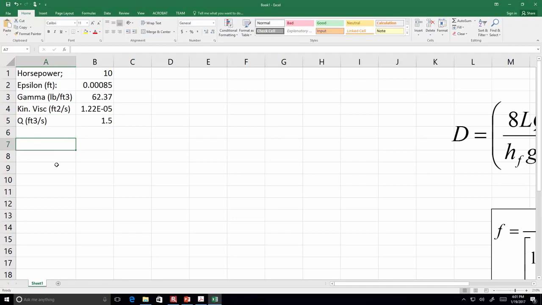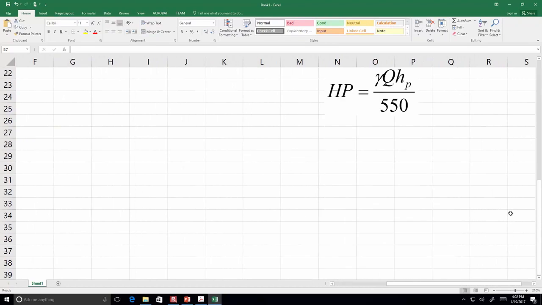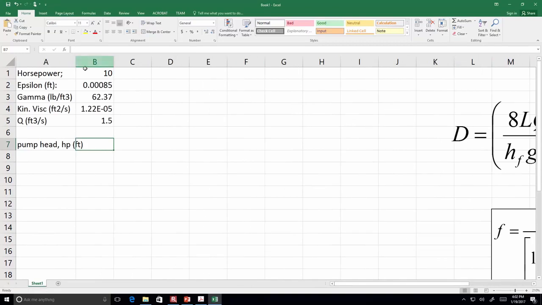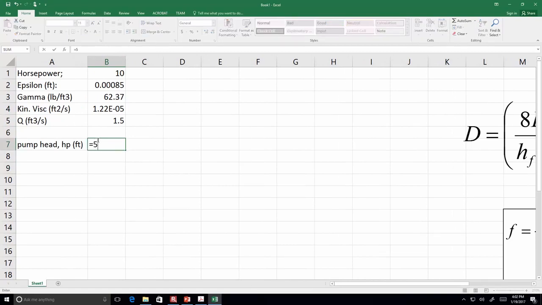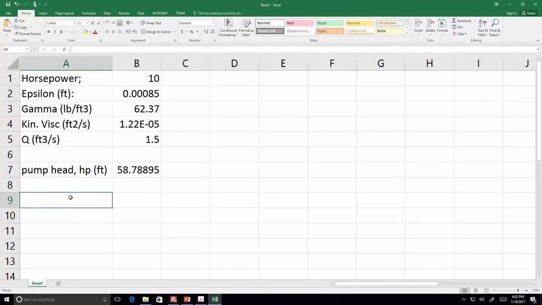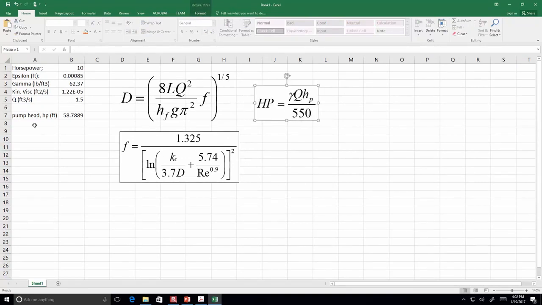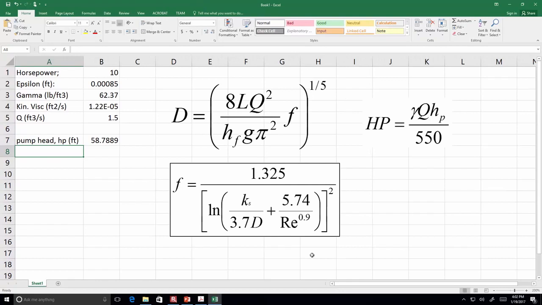All right, so let's calculate the pump head in terms of feet by substituting in the values to the equation that I wrote on the whiteboard. This one. So that equals 550 times horsepower divided by the unit weight divided by the flow rate Q. Okay. Now the length of the pipe is 800 feet.